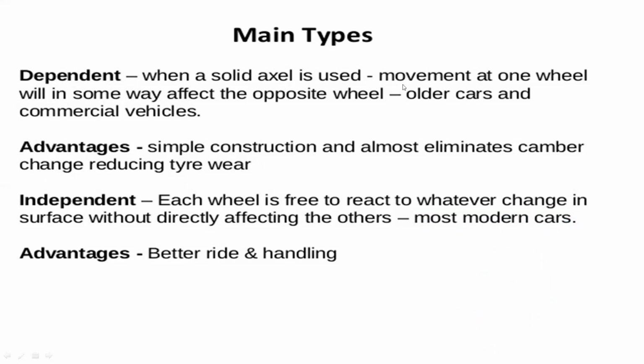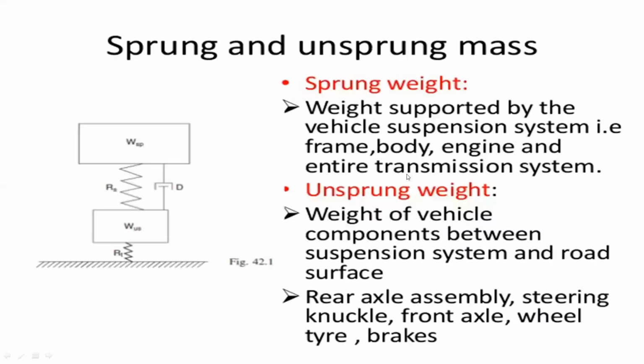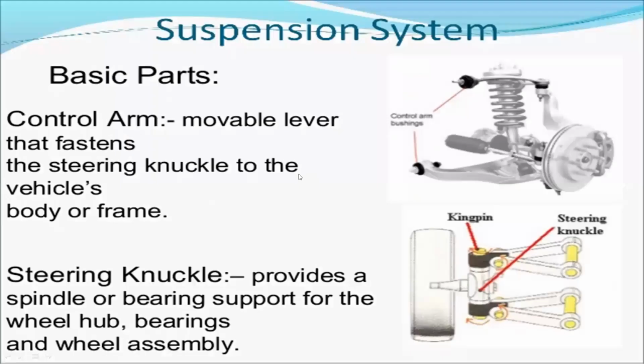And next one, sprung weight and unsprung weight. You already know what sprung weight and unsprung weight are. The unsprung weight: we connect the wheels with an axle, so that axle is the unsprung weight. And the sprung weight is the overall vehicle body weight, okay.